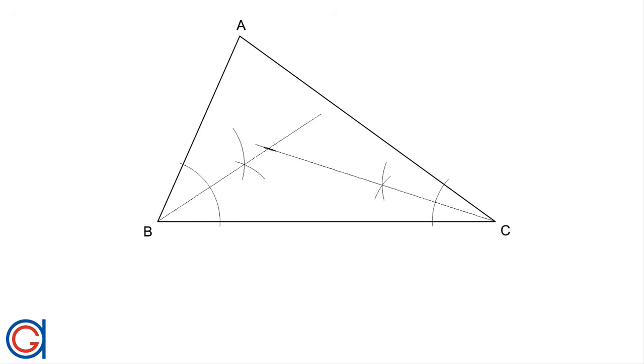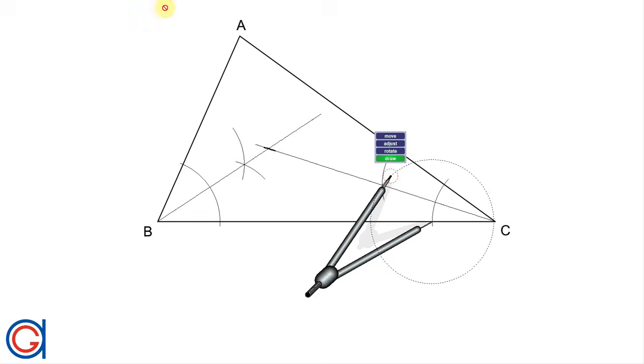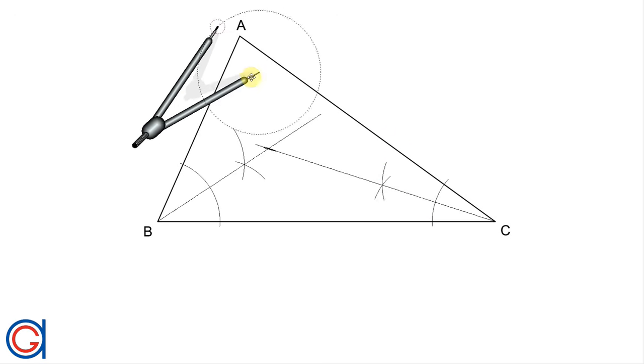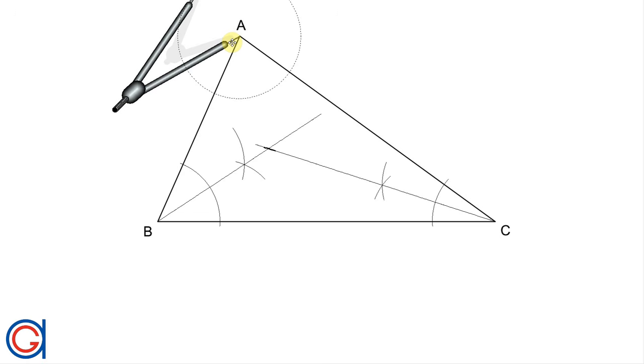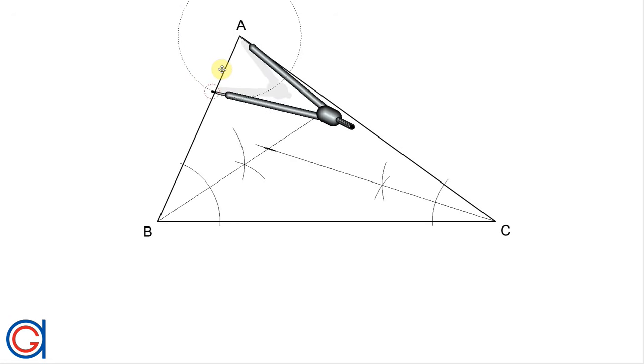Okay, but just to make sure that we're working with accuracy and precision, we're going to work out the angular bisector of A also, and it should cut through the same point as before. So again, using the same radius and setting our compass on vertex A, we scribe an arc till it cuts both sides of the triangle as shown here.